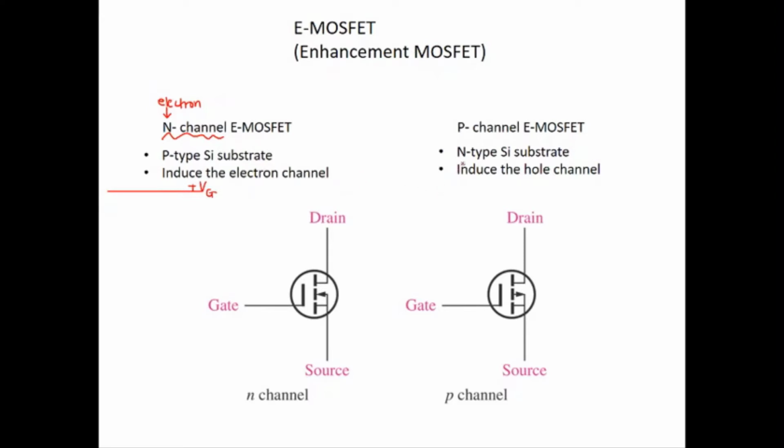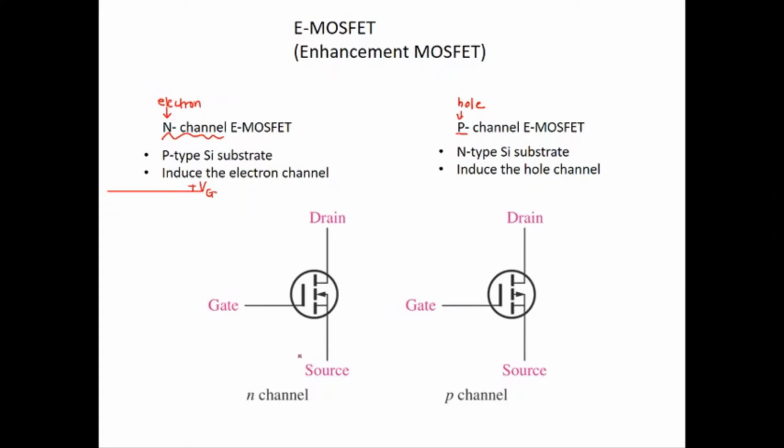On the other hand, for the P channel, the P here is positive, referring to the hole. So for this we are inducing the hole channel inside the N-type silicon substrate. For the MOSFET, the general operation is that we induce a channel made from the minority carrier inside the substrate. And the EMOSFET is normally off, so you need to apply something to turn on the MOSFET.